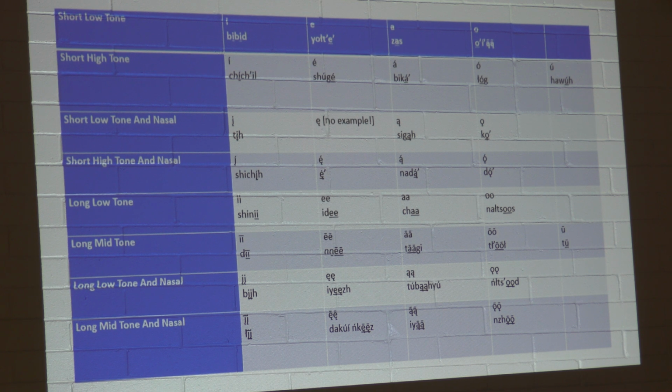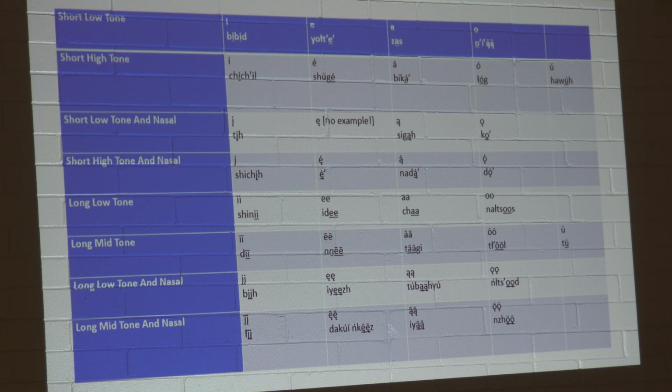Nachtos, a paper. And then long mid-tone. D means this or these. Ne means person or man. Tagi means, what does tagi mean? Three. Okay, good. Cloth, a rope. Two means water. And long low tone and nasal, P.